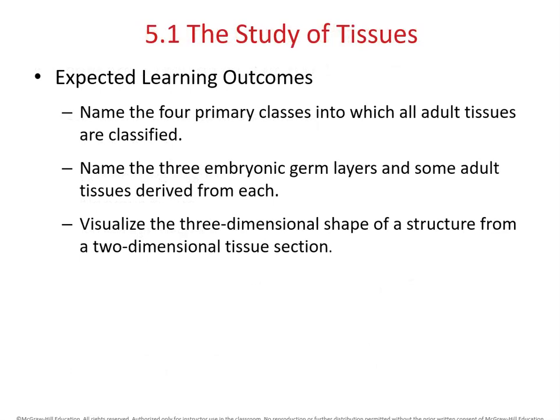Here in section 5.1, we'll be talking about those four classes of tissues and what makes things fall into one class versus another. I want to give you a very brief introduction to embryonic germ layers and how the fertilized egg starts to differentiate and then continues differentiating all the way until we have all of the adult tissues that we'll be studying. And then we'll talk a little bit about how to figure out what a three-dimensional structure looked like based on two-dimensional tissue sections.